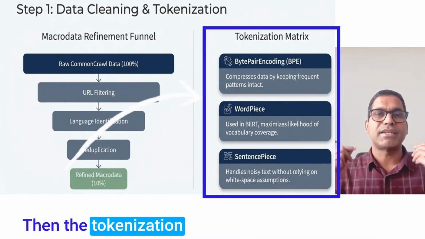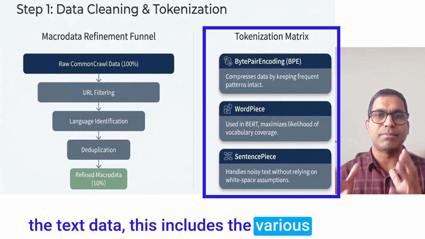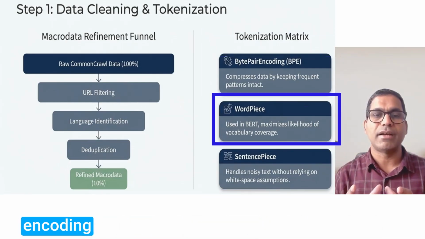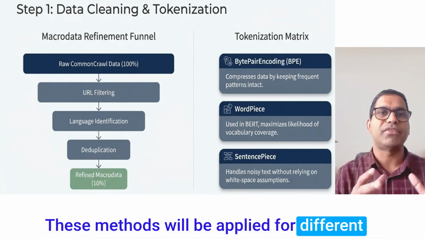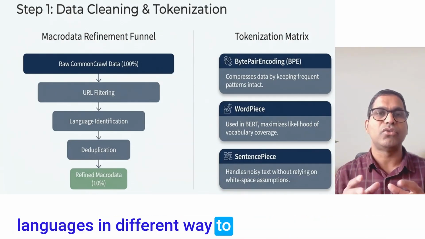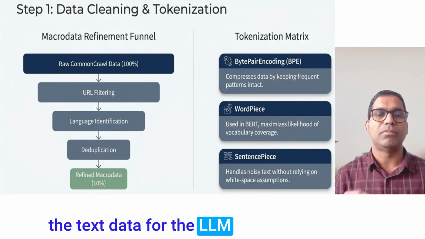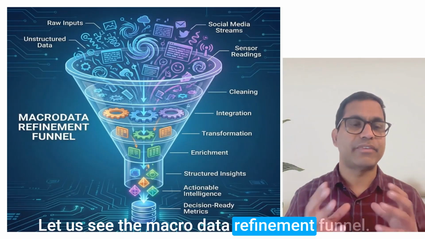Then the tokenization process is performed on the text data. This includes various methods such as byte pair encoding, word piece encoding, and sentence piece encoding methods. These methods will be applied for different languages in different ways to efficiently represent the text data for the LLM training process. Let us see the macro data refinement funnel.